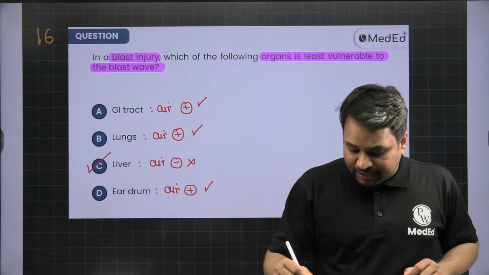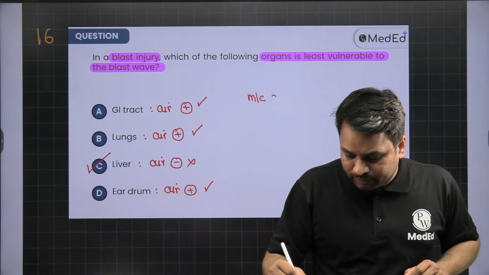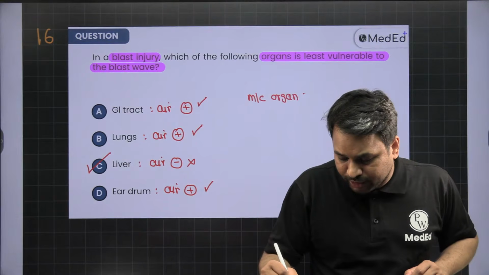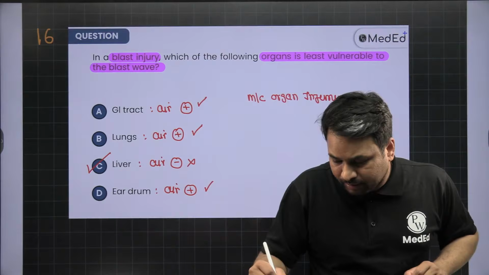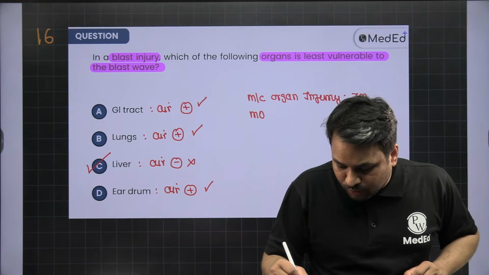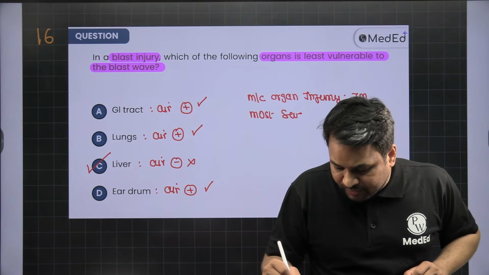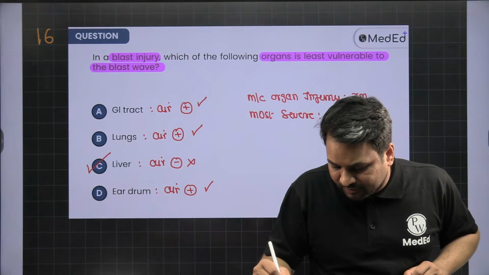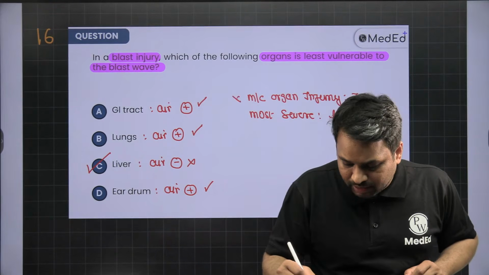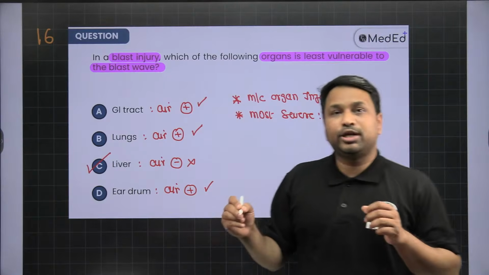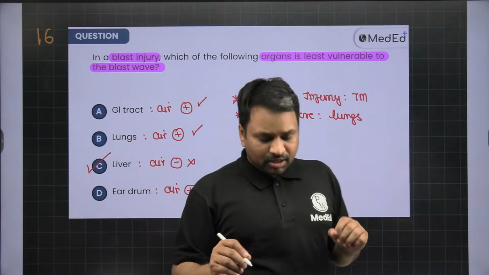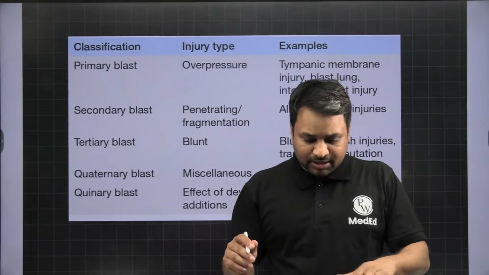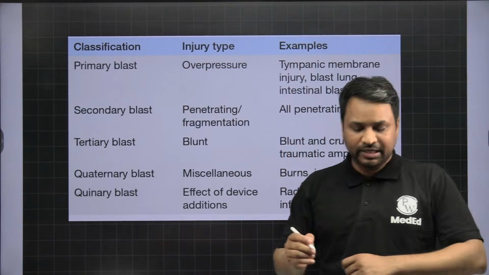Okay? If they ask you what is the most common organ injury, the answer is going to be tympanic membrane. If they ask you most severe, the one which is associated with maximum amount of air will have the most severe one, that is going to be lungs. If they want to make your life a little bit more difficult, they'll ask you about the classification of the blast.